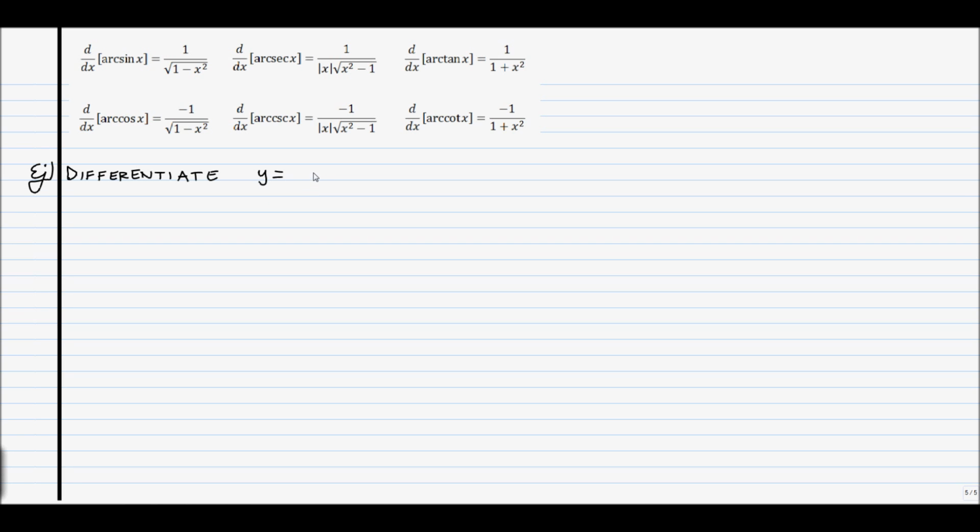Y equals 5 arc sine x squared over 3. So we're going to find the derivative for this expression.